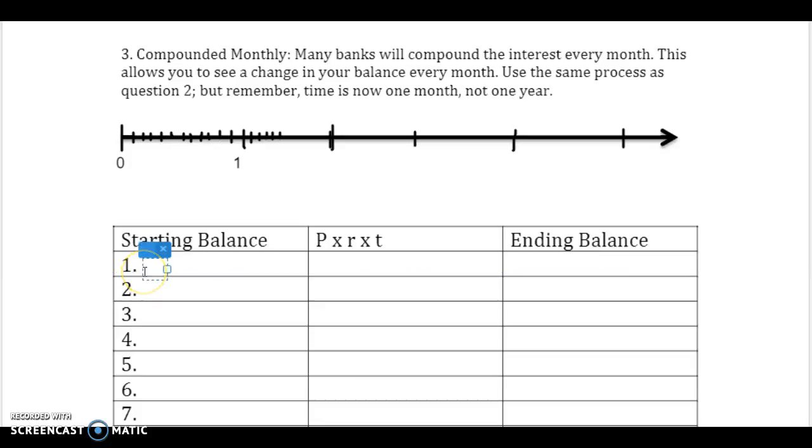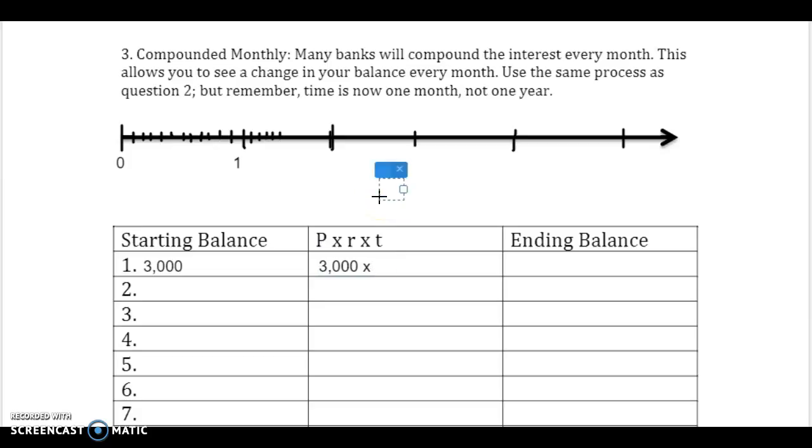So if I'm looking at the starting balance, I'm still going to start at $3,000. And I'm going to do one of these with you. Then you have the rest of your own here. So the principal is going to be $3,000. But now the rest of the equation is going to be a little bit tricky, which is why I'm giving you a little bit of a hint here. The rate times the time.